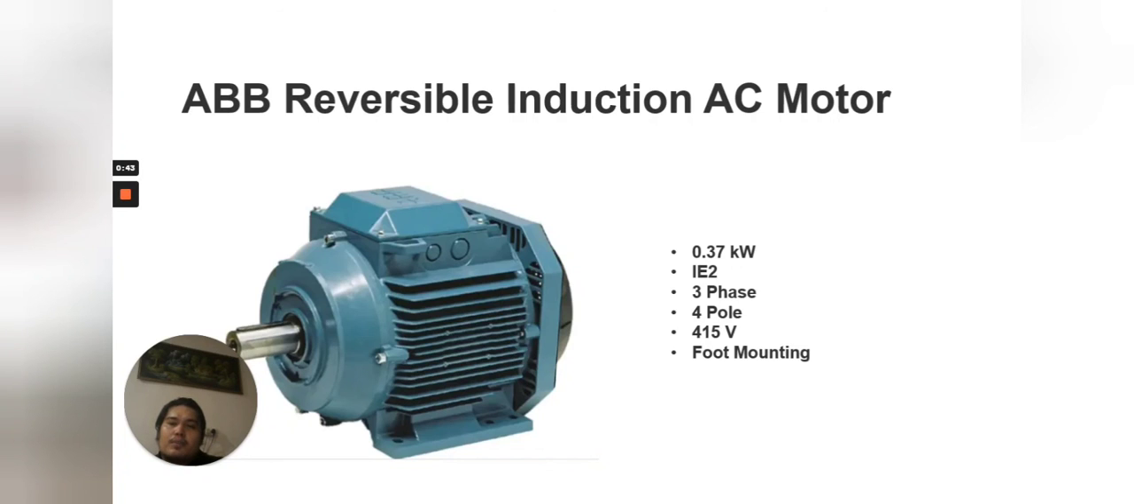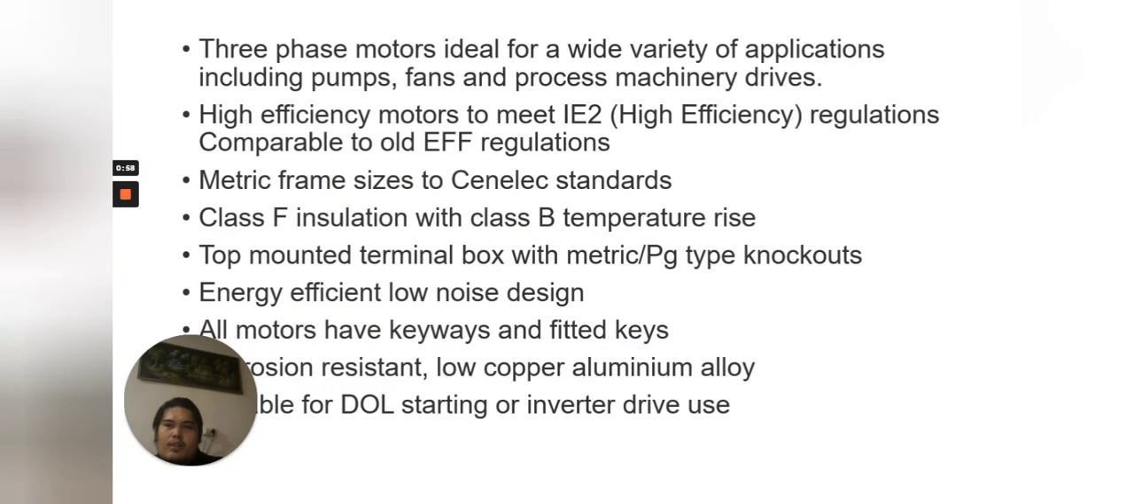This is an example of an ABB reversible induction AC motor. It is a 0.37 kilowatt IE2 high efficiency, 3 phase, 4 pole, 400 volt, foot mounting motor. The 3-phase motor is ideal for a wide variety of applications including pump, fan and process machinery drive. High efficiency motor to meet IE2 high efficiency regulation, comparable to old EFF regulation. Metric frame size to CENELEC standard. Class F insulation with Class B temperature rise.